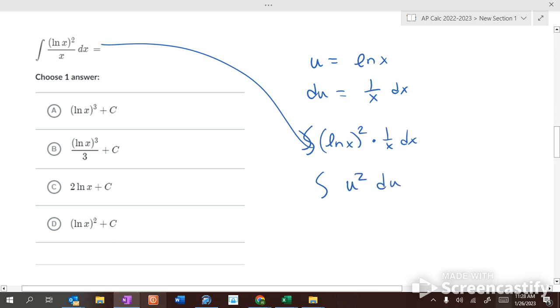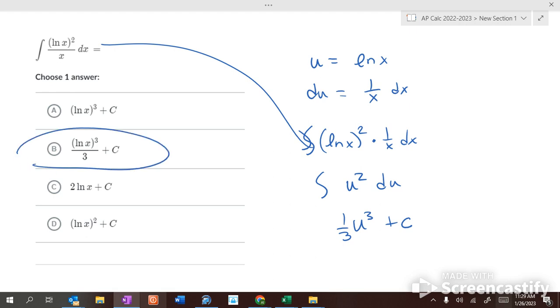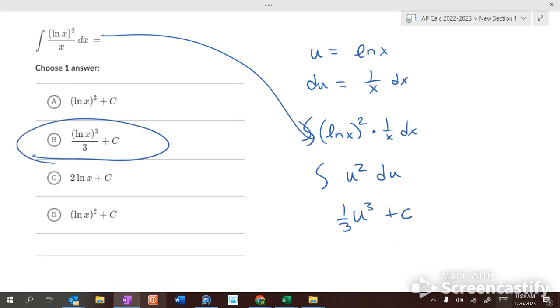How do we integrate that? U to the third, 1/3 in front, plus c. Which one says 1/3 ln of x cubed plus c? Choice B. Okay?